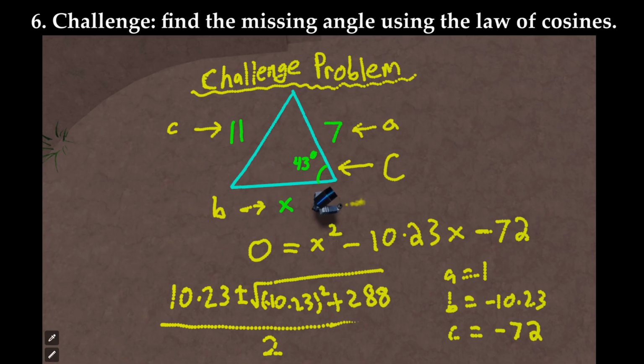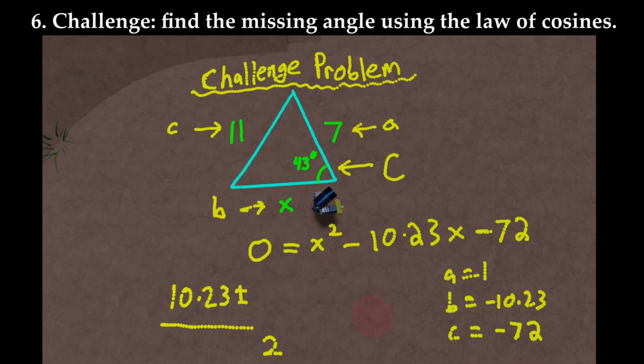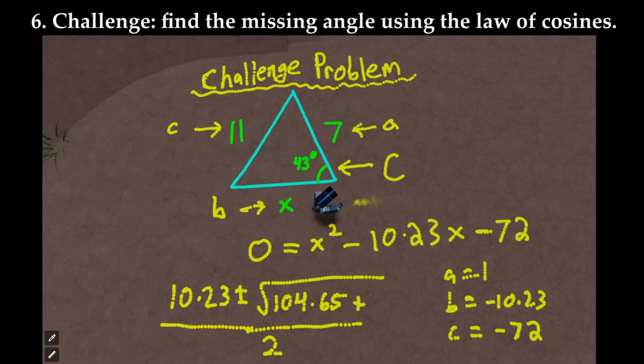And then if you do negative 10.23 squared, you should get about 104.75. I'm just going to write all of this. So 104.65, sorry, it should be 65, plus 288. And then now do 104.65 plus 288. And then that ends up being 392.65. And then take the square root of 392.65, that's about 19.82.